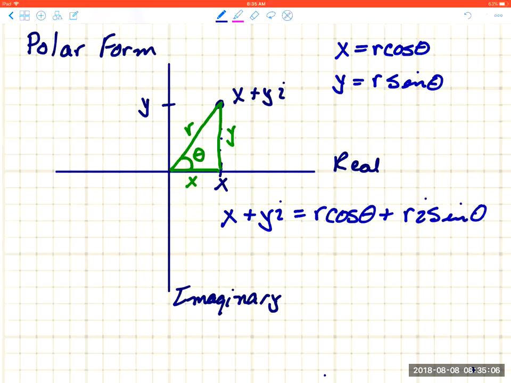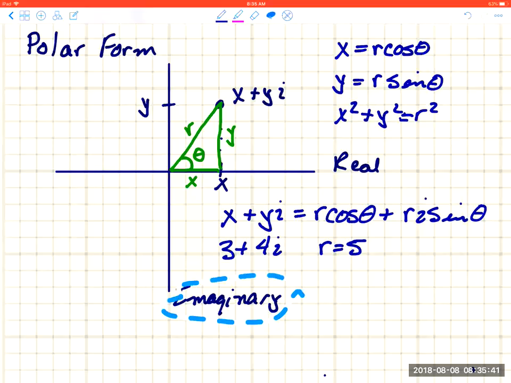So let's take the complex number 3 plus 4i. And let's write it in polar form. Okay, so the other thing we need to remember is that x squared plus y squared equals r squared. So we can do a little bit of work here and figure out that if x is 3 and y is 4, that means r is 5. By this point, I'm hoping you know how to do that. That should be pretty much second nature by this point in the class.